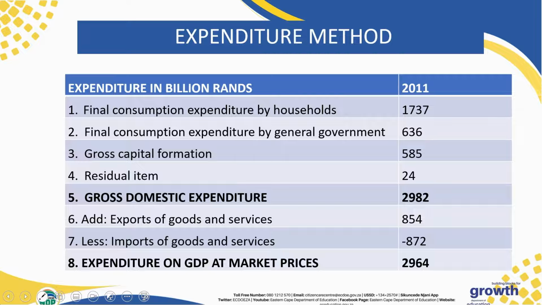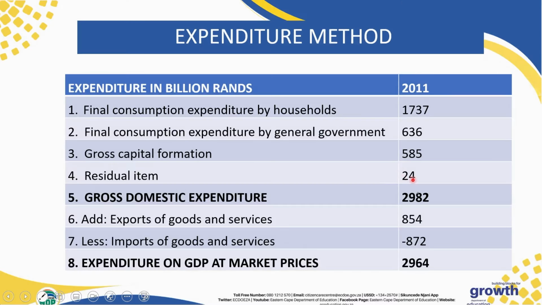So which means when we are preparing the national account aggregates in 2011, there were mistakes that were made. So the amount of 24 is to account for those particular mistakes. So if the mistake was made on the final consumption expenditure by general government, we're not going to go and rectify that amount. It will be reflected under the residual item. So a residual item, basically, it's a balancing figure.